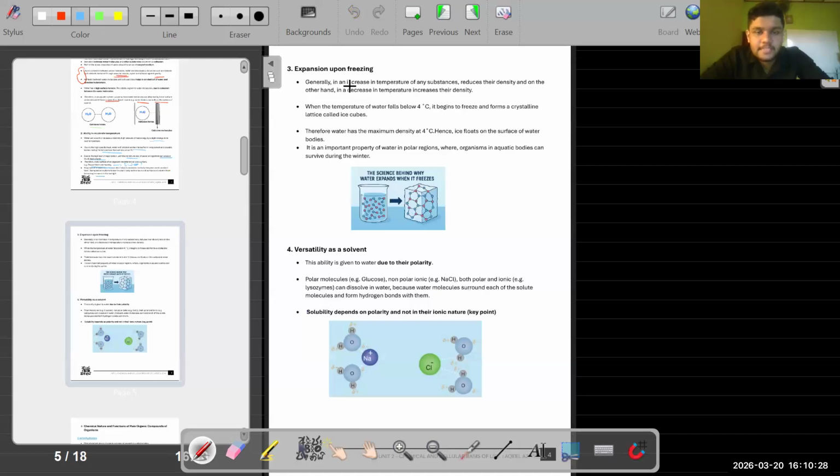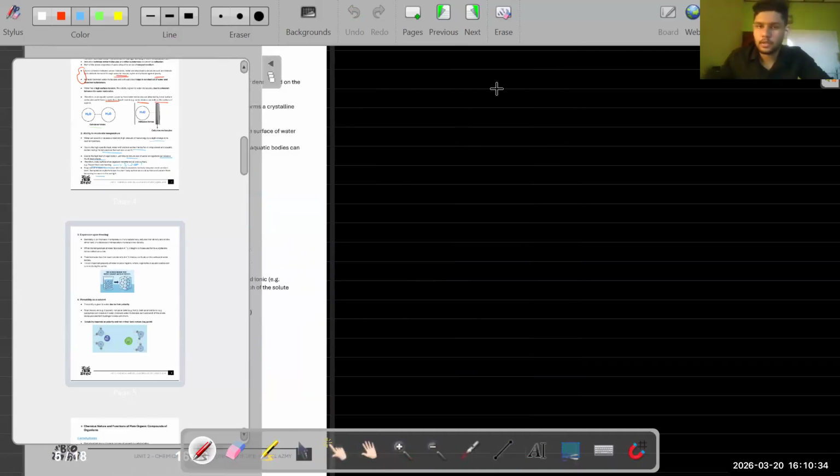Compare those two. Expansion upon freezing. Generally, an increase in temperature of any substance reduces the density. Now, this is the thing, right? Normally, there's a relationship like this. Temperature is directly proportional to volume. If you increase the temperature of something, its volume increases, the volume expands, right? Is it clear? If the temperature increases, volume also expands.